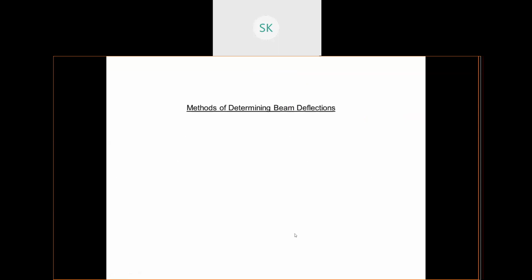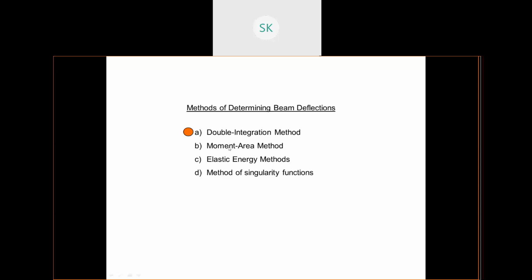Now, what are the methods of determining beam deflection? There are various methods: double integration method, moment area method, elastic energy method, method of singularity functions. There are many methods, but we'll discuss only two methods here. So let's start with the double integration method.